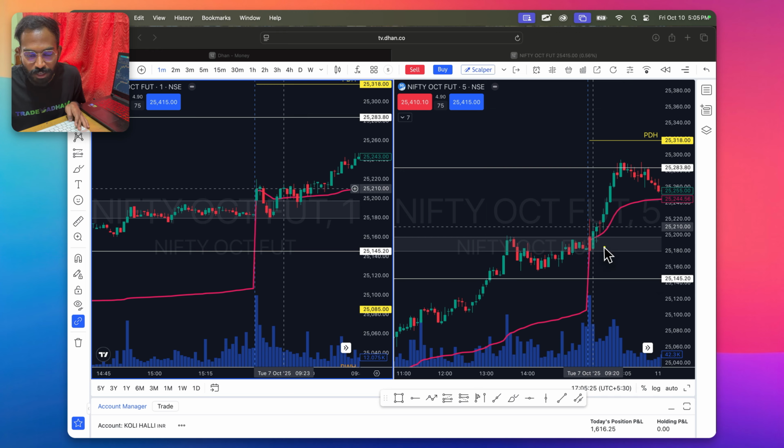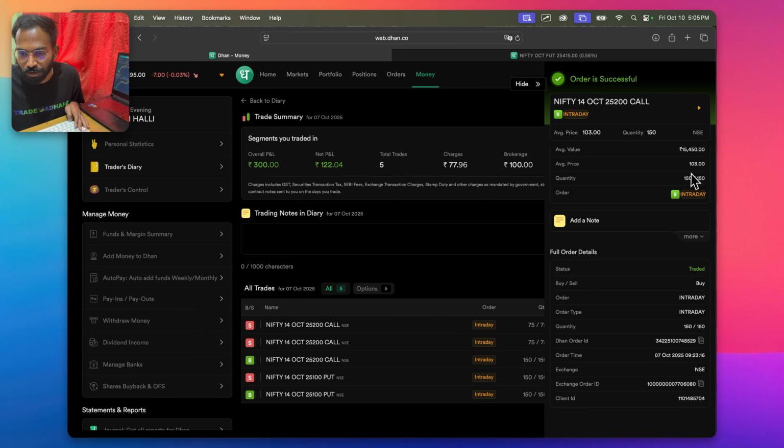So my entry was around 923, where I saw this 925 candle. As soon as it came down here, it was stepping in, and once the candle closed right above this VWAP, the pink line that you see is the VWAP, I entered for the calls with two lots, around 103.